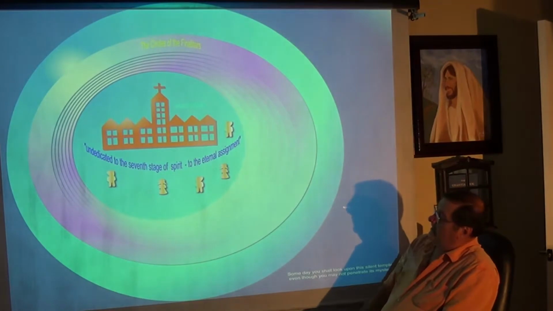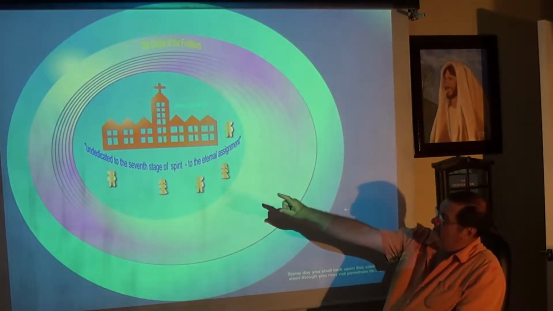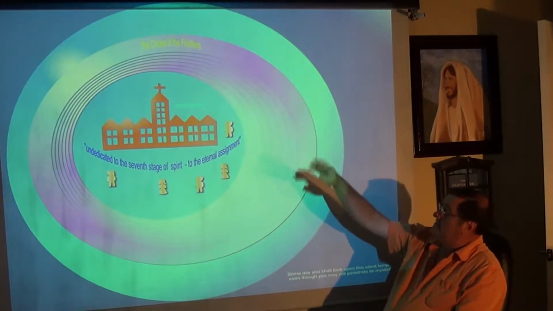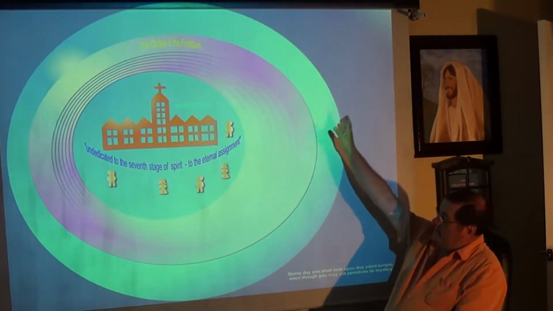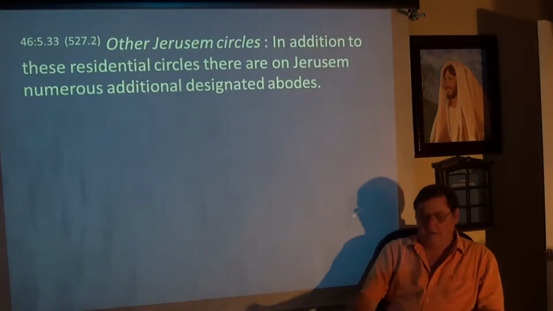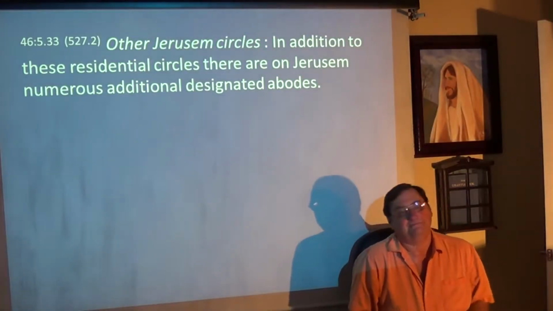Oh, gotcha. Okay, this is the undedicated to the 7th stage spirit to the eternal assignment. This is the vacant temple. And this is inside the circles of the phenoliters. Okay? Okay, now you can go.